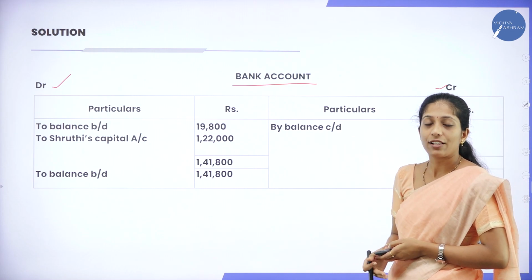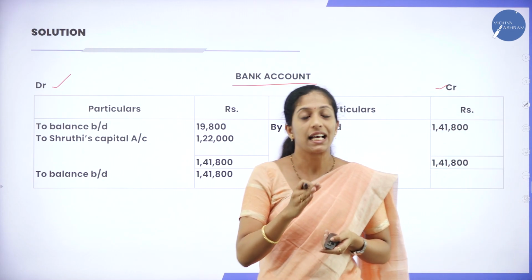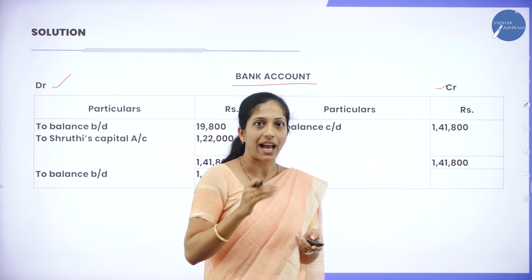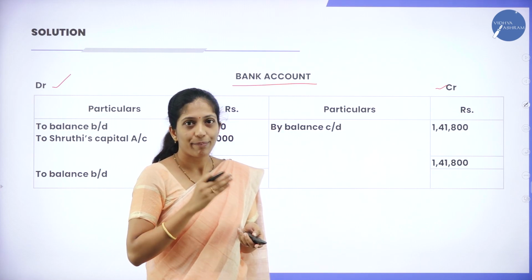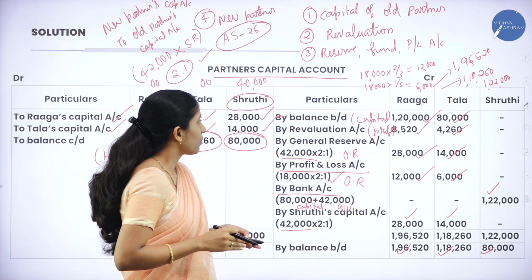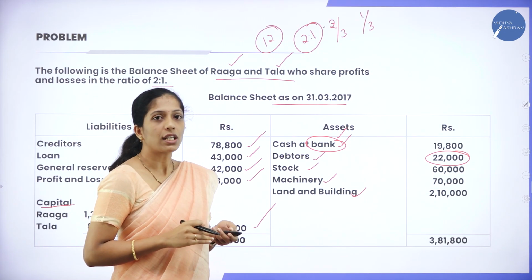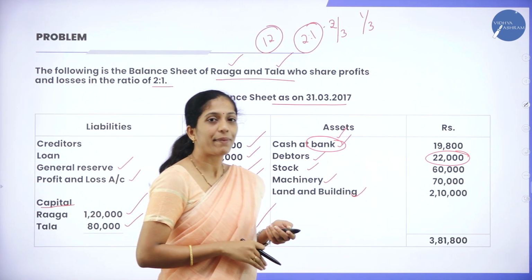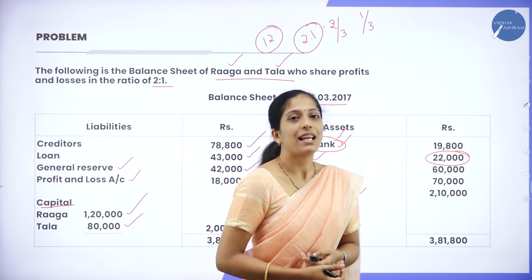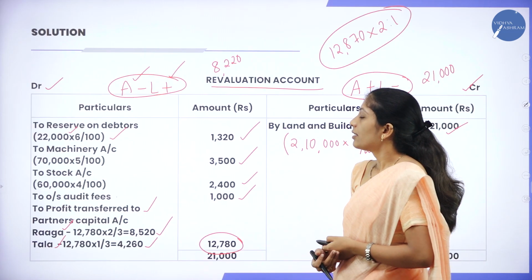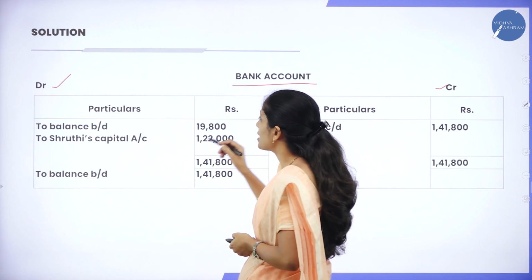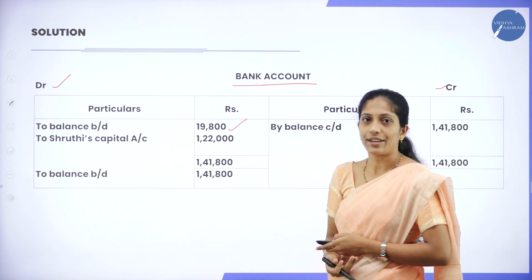First, in the balance sheet, if you see the asset side, they have given cash at bank. So we have to bring that balance to the bank account. Now go through the balance sheet here. They have given cash at bank 19,800. So we have to record in the bank account as "To balance brought down 19,800."